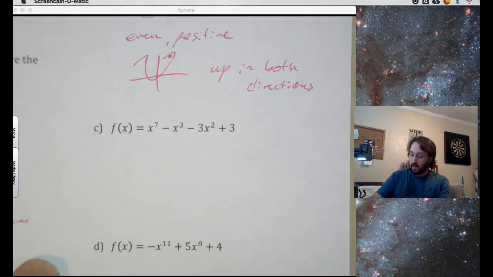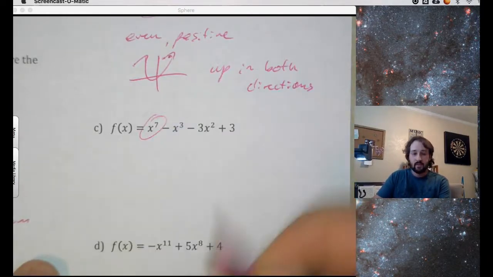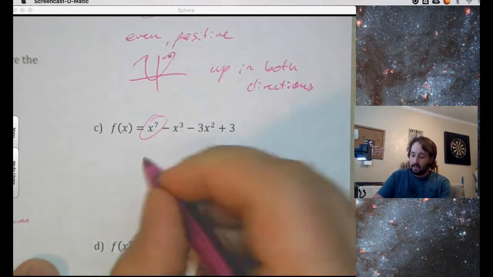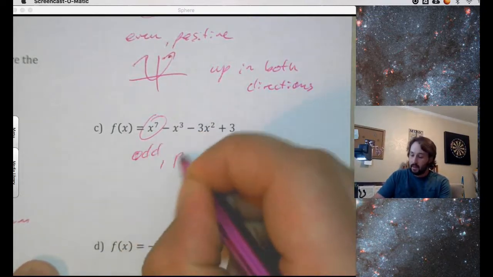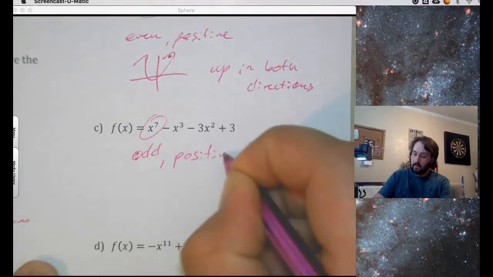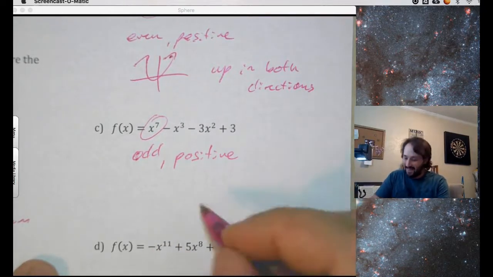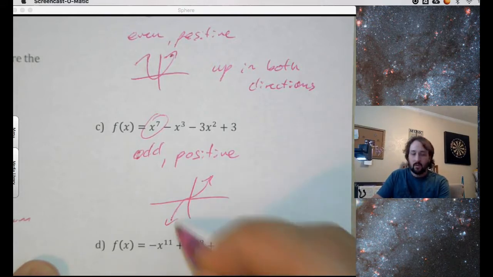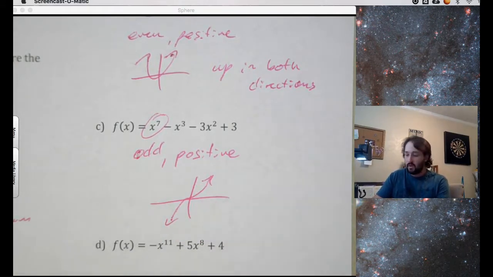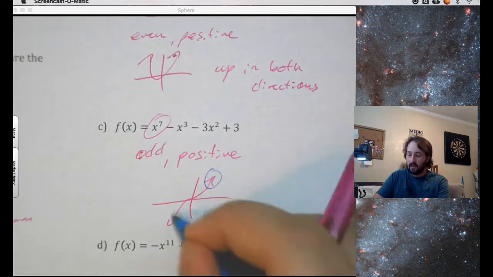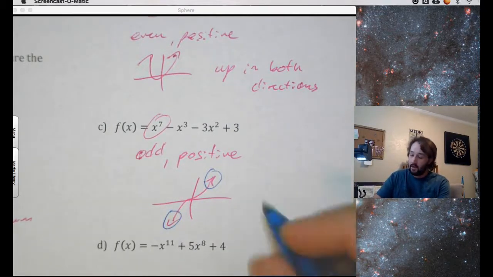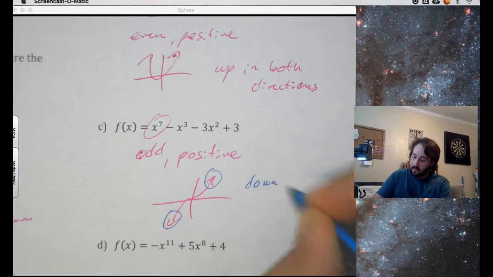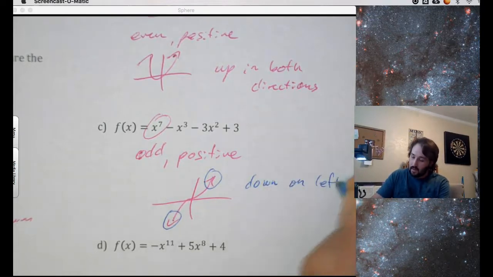All right. Highest exponent, x to the 7th, so I only care about that term. It is odd, and it is positive as well. So that means it's going to be doing something like that. It could look crazier than that. I don't really care. All I'm talking about is the end behavior, so I only care about what it's doing at the ends of the graph. So it's down on the left, and it is up on the right.